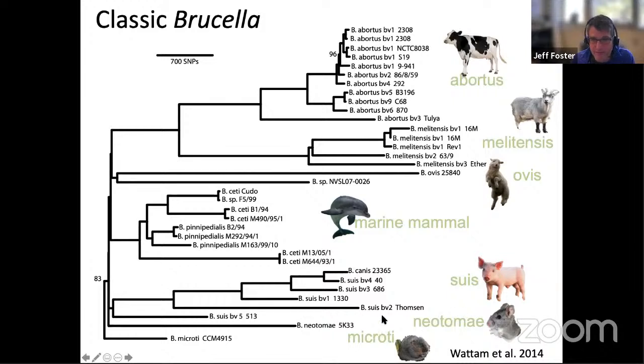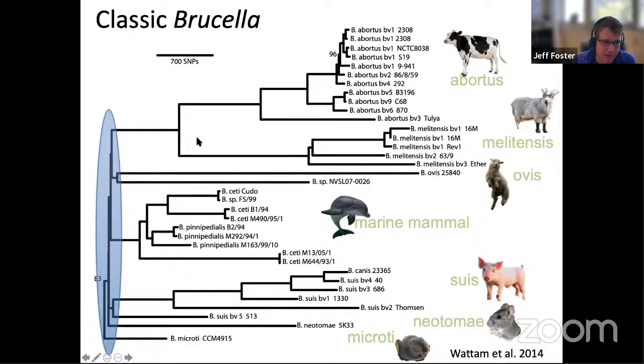So this is some of the major groups of Brucella that we think about. There's some additional ones that we don't need to talk about, but this is basically the ones that are affecting our domesticated animals, and in a few cases, some wildlife.